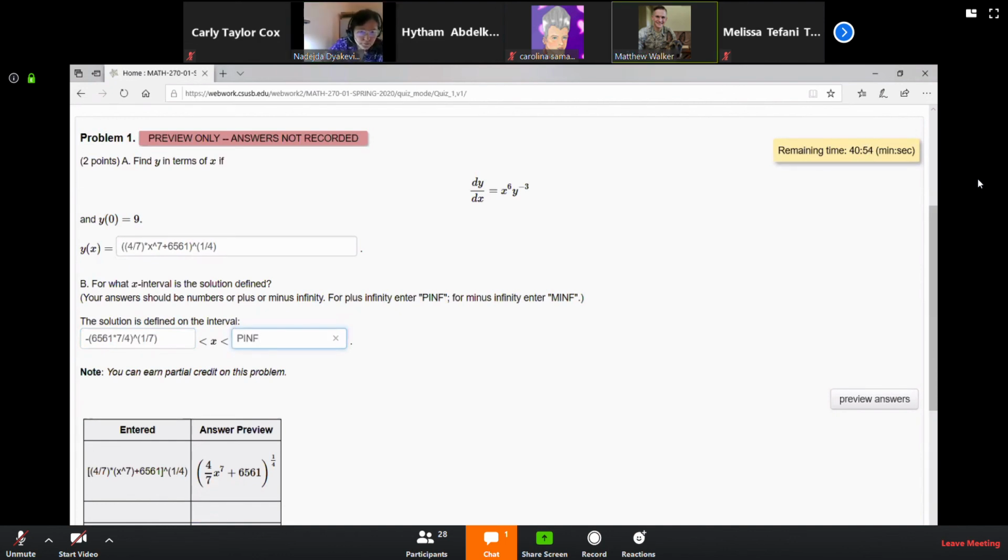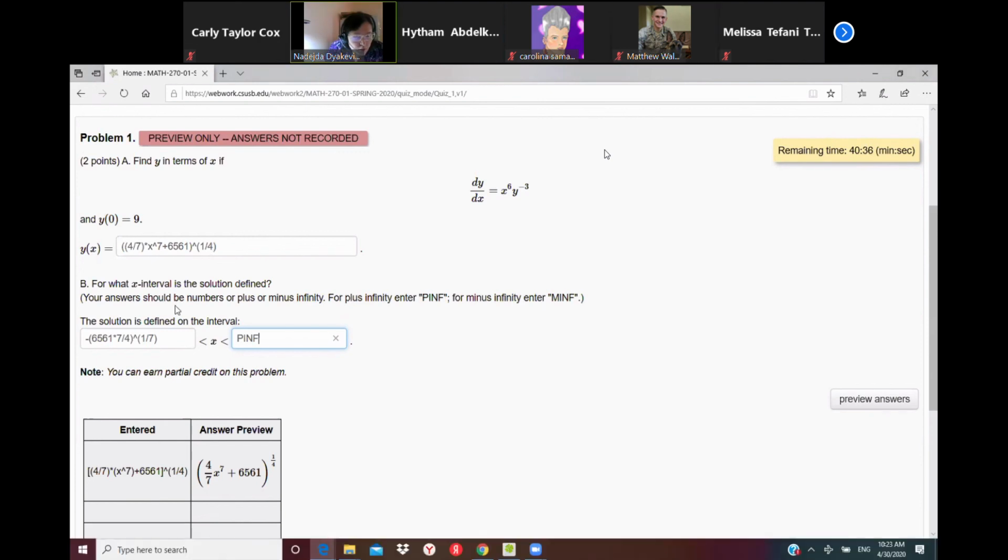Wouldn't you need another set of parentheses for your dividing by 4 on the left side? Because right now it would most likely think you're multiplying by 7/4. So this is about here, right? No, the solution defined on the interval. Oh, this one? Right.